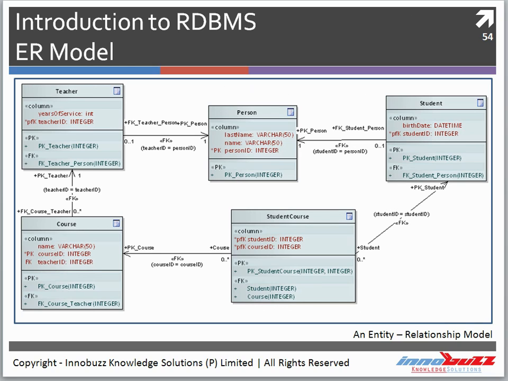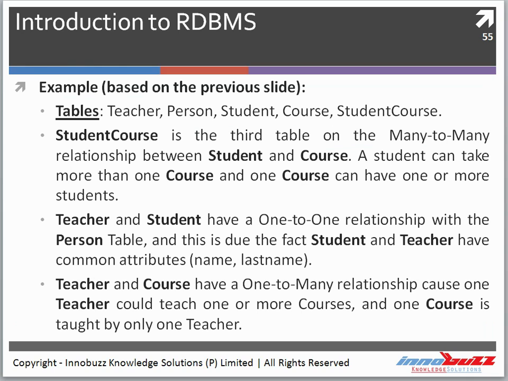Here on the picture, you can see the ER model we're going to use on this tutorial. The tables are person, teacher, student, course, and student course. The teacher and student tables have a one-to-one relationship with the person table. The teacher table has a one-to-many relationship with the course table. The student and course tables have a many-to-many relationship, which generates a third table called student course. Here you have the summary of the tables and its relationships.